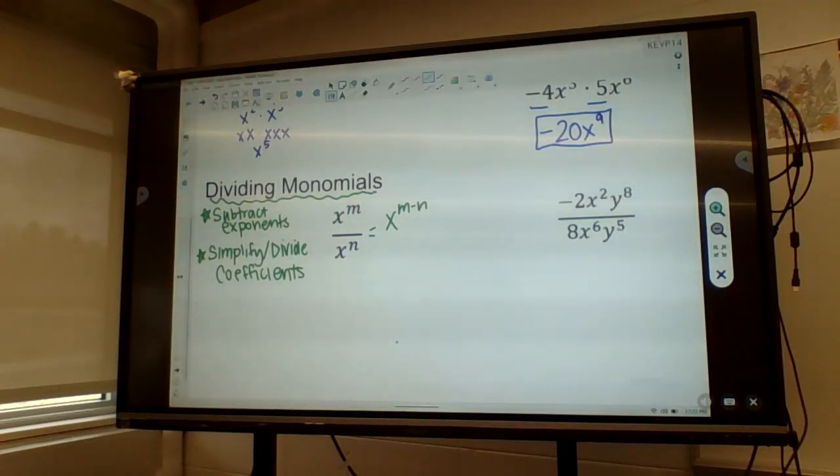So let's start with the coefficient on this one. This negative 2 over 8, we're just treating it like a normal number. Think about 2 out of 8 slices of pizza. What's the total amount? What's that going to be? Is it negative 2 minus 8? We're not subtracting it, we're simplifying or dividing the coefficients.